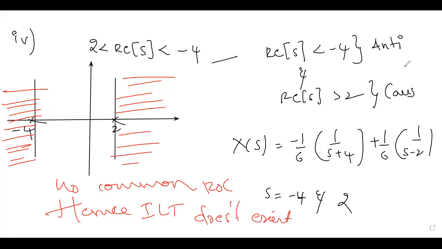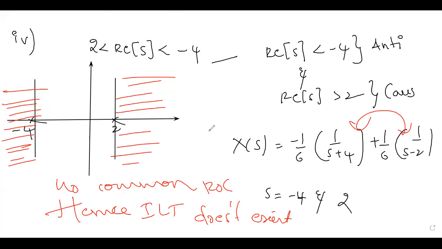So wrongly we should not select like this. This is not a valid function. There is no connected ROC. Proper region of convergence is not there here. Common ROC is not there for these two functions. Hence inverse Laplace transform does not exist for this case. So whether it is less than minus 4 or greater than 2, we need to check first whether common ROC is there or not. In between two poles means definitely common ROC must be there.